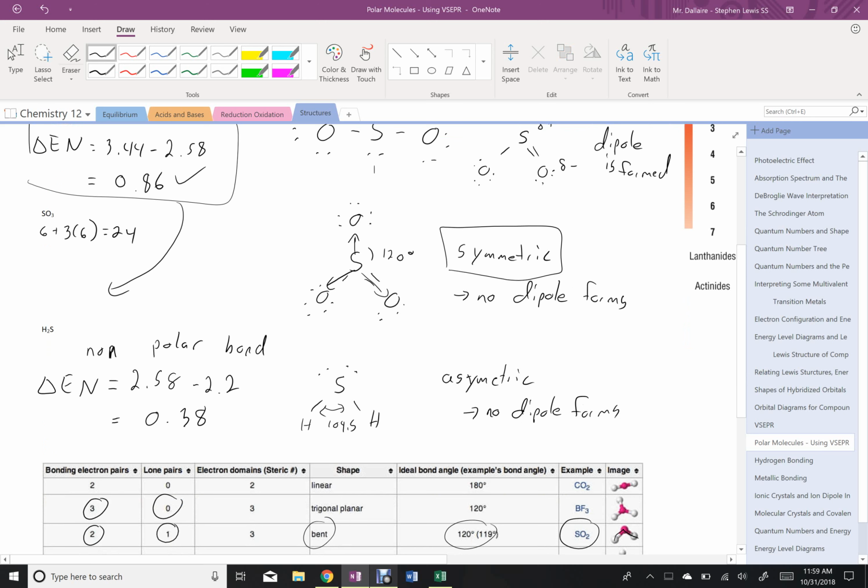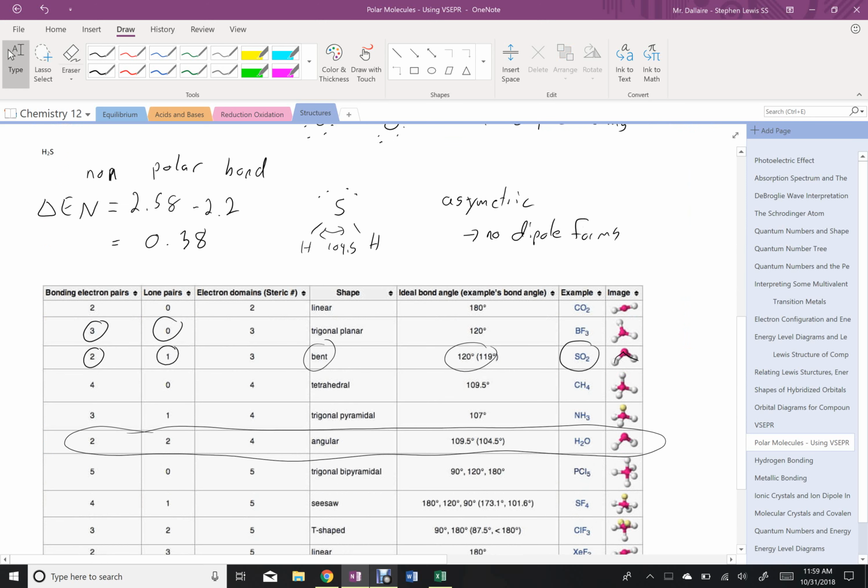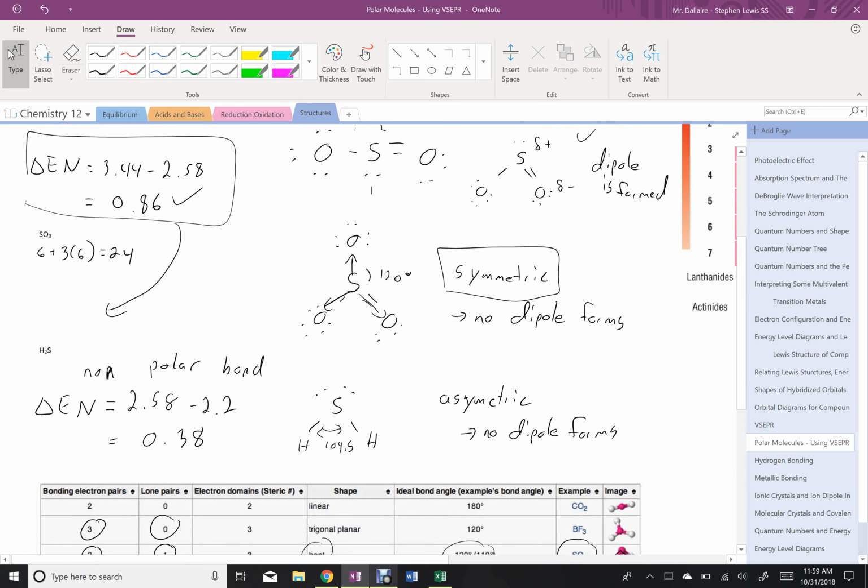So there's just a few examples. You should get used to using this chart and looking at whether or not dipoles form so that we can predict what the main type of intermolecular force that might exist with the molecule is, and then as a result, the physical properties that that molecule would exhibit based on that.